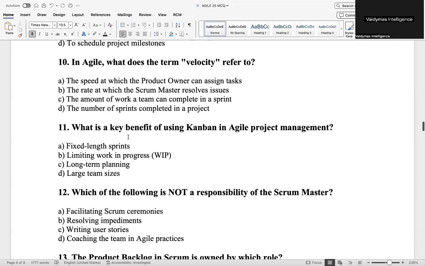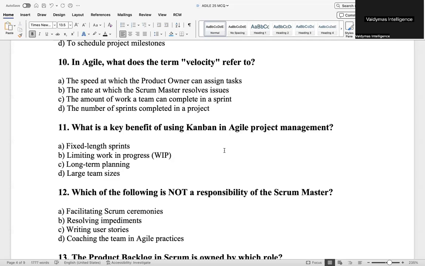All right, question 11. What is the key benefit of using Kanban in Agile project management? B. Limiting work in progress. Why did you choose B? Because it's showing the workflow. It's a visual board that displays the tasks and the way things are going for the project. Correct.